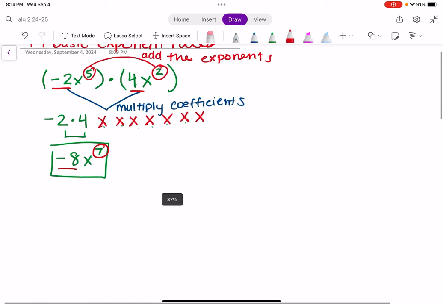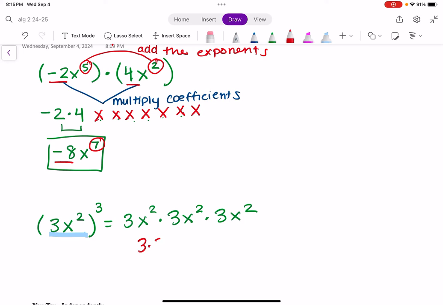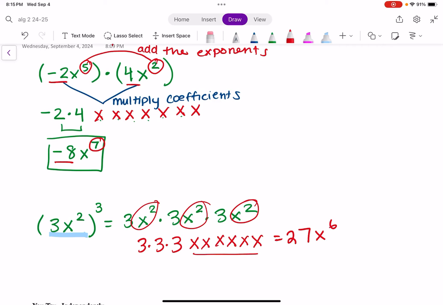Now let's look at a slightly different problem. Let's say we have something like this. We have 3x squared, and it's to the power of 3. What this means is 3x squared is happening 3 times. So essentially I can write this as 3x squared times 3x squared times 3x squared, right? And as we know from before, this is essentially saying 3 times 3 times 3, and then we have 2 x's here, 2 x's here, 2 x's here. 1, 2, 3, 4, 5, 6. And if you put this in your calculator, 3 times 3 times 3 is 27. And if you count how many x's, we have 6 of them, right?